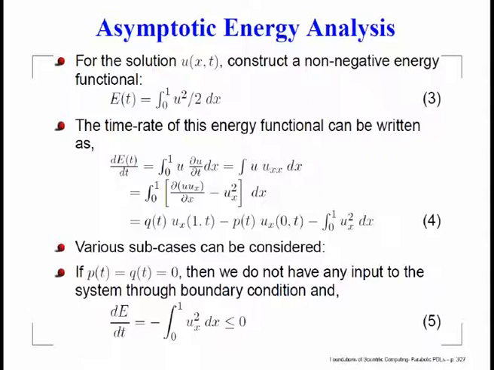Now, we could consider various sub cases. For example, if we do not give in any kind of boundary input, that means this Dirichlet condition we talked about is 0, then you can see these first two parts disappear, leaving behind this time rate as minus of u x square. And once again, because of the negative sign and this being a square, you appreciate that this dE/dt is negative, well, non-positive, it could be 0 also. So, what it means is that we start off with a quantity which itself is positive, but which is decaying with time, right.